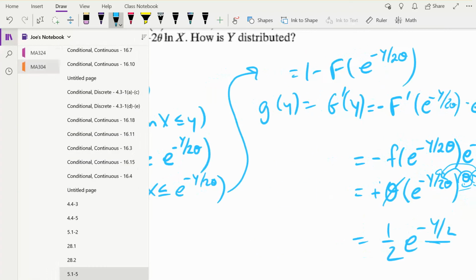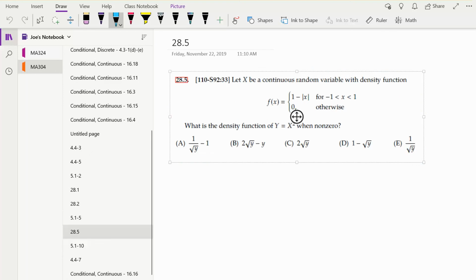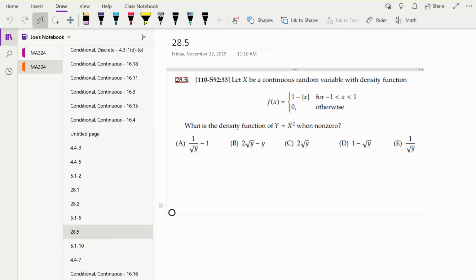All right. Let's see what we got. Oh yeah, let's look at this one. So this looks a lot like the first one that we did, but we have to be a little bit careful. So let's go through this one together.